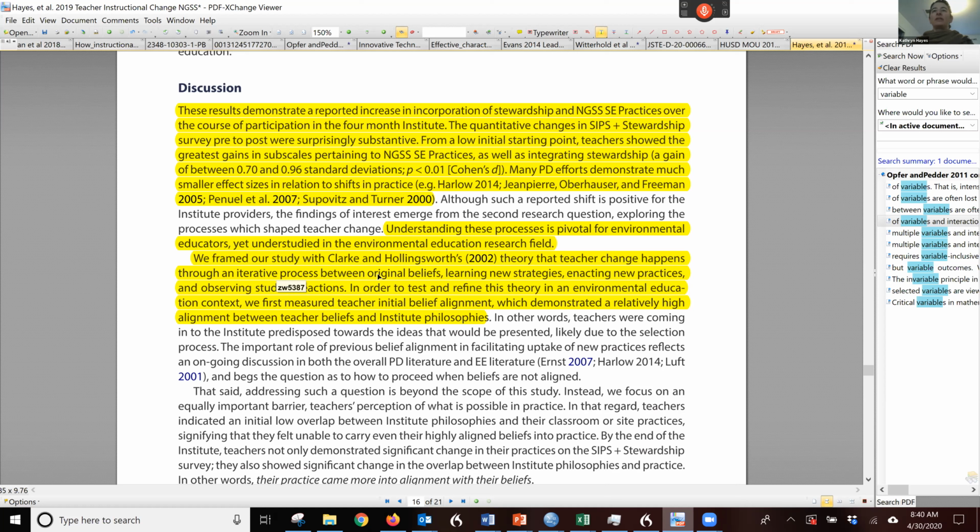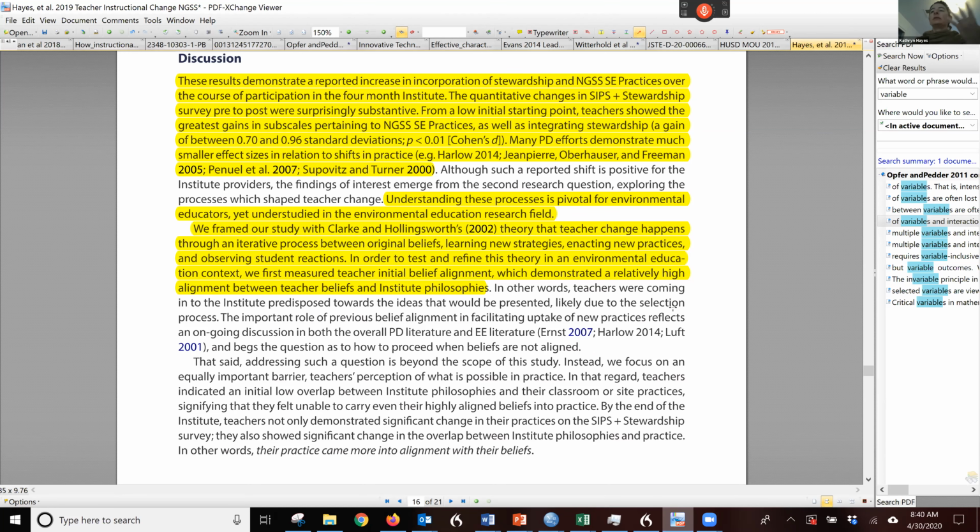Then I talk about the theory we used, right? We framed our study with Clark and Hollingsworth theory. And again, another purpose, in order to test and refine this theory in an environmental education context, we first measured teacher initial belief alignment, and then now I'm getting into a summary, demonstrates a relatively high alignment between teacher beliefs and institute philosophies. So I'm saying that in sum, this is one of the things that came out of the findings.